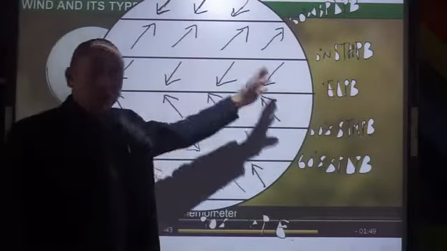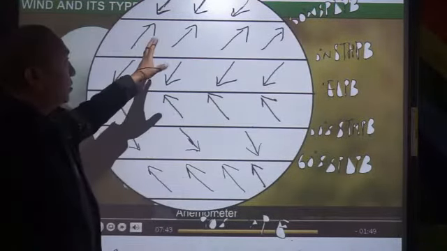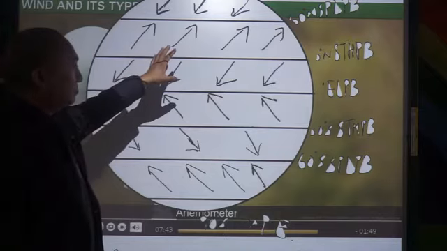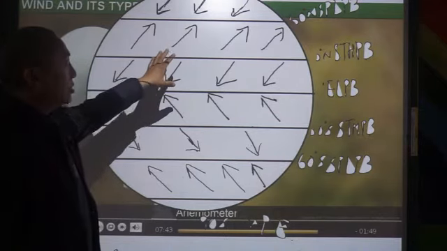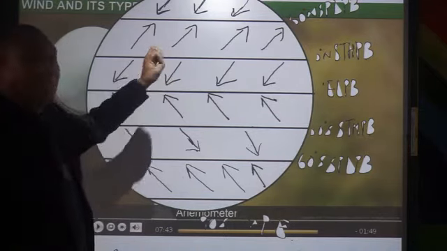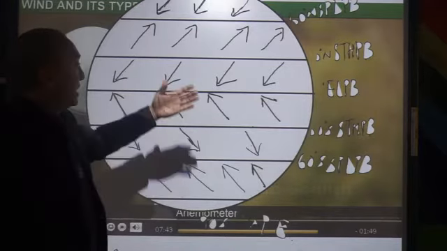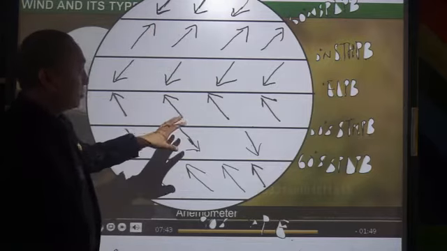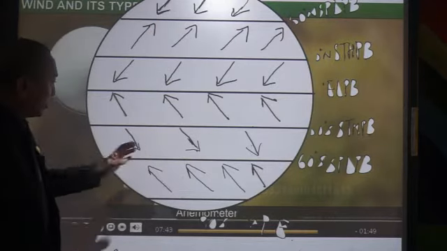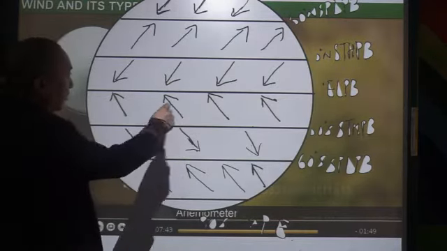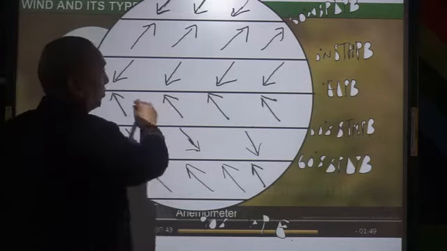Last time we did this diagram, and this diagram explained to us how the pressure is experienced in different areas. So here, we can look at this diagram and see the first one here.